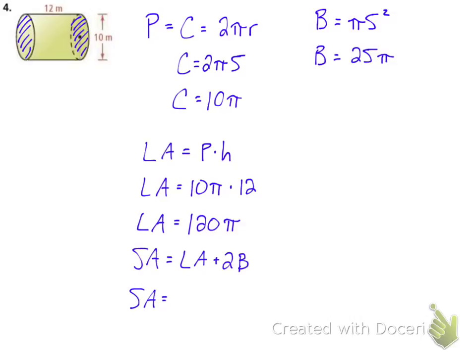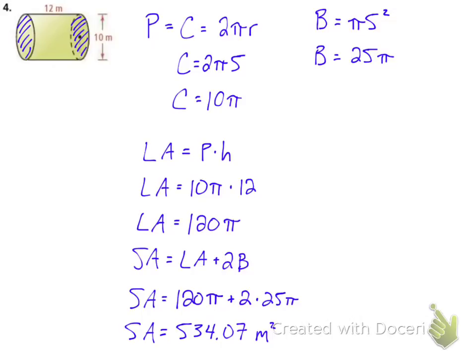So my lateral area, again, is 120 pi plus 2, and then the area of my base, which was 25 pi. And you can plug this whole thing into your calculator, 120 pi plus 2 times 25 pi, and that would give me my surface area. And again, I think it makes most sense as a decimal, so I get 534.07 square meters.